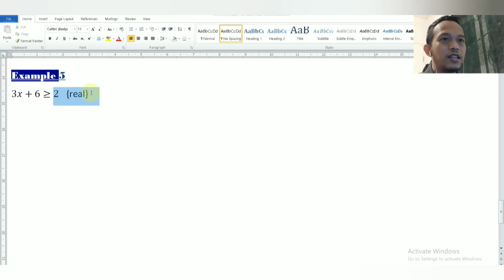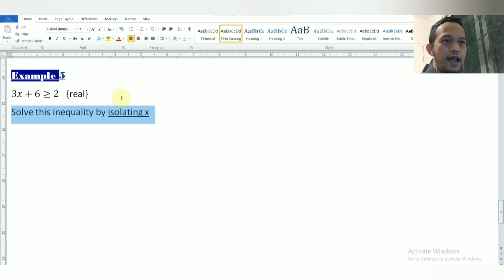Again, if it is not stated, we can assume it is real numbers, but this one has already been stated that the domain is real numbers. So let's go solve this inequality. The objective for solving an inequality is to isolate the x. So let's isolate the x.